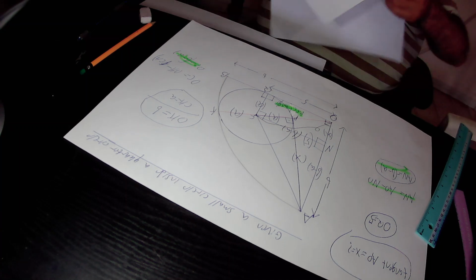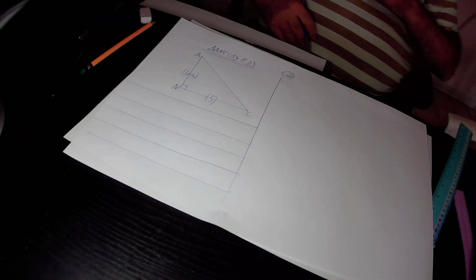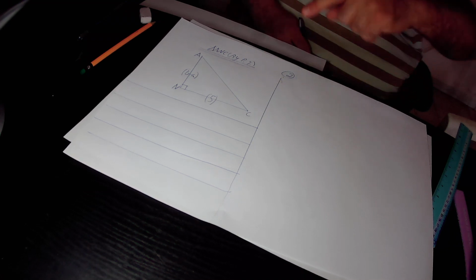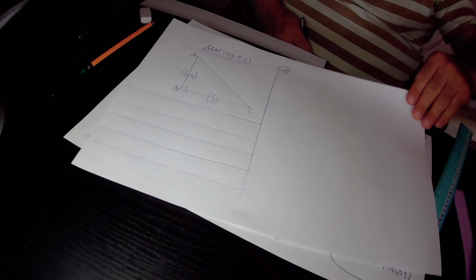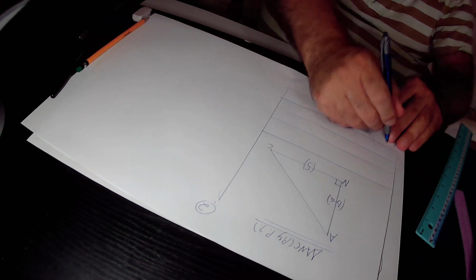So actually, this is the right triangle ANC that I copied from the original drawing. According to the Pythagoras theorem, in this right triangle ANC, AC squared, that is the square of the hypotenuse, equals AN squared plus NC squared. So I'll write it down. This will be equation 3.